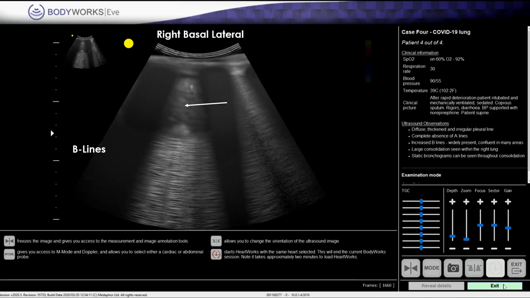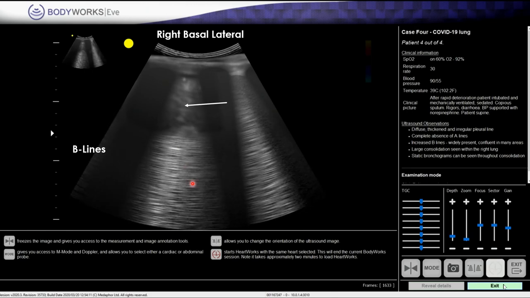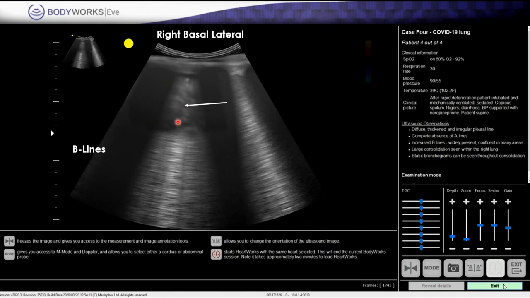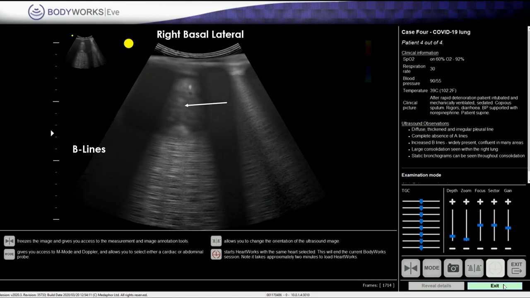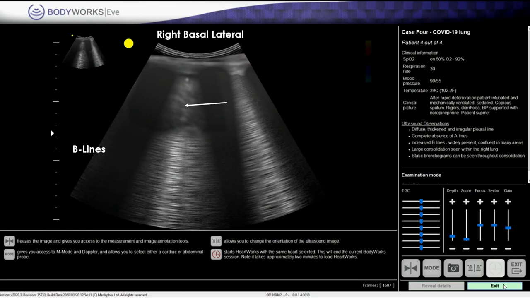This is the right basal lateral scan on this patient. You can kind of see along with the B lines, we've got some consolidation, which has got some static bronchograms. It looks more like an organ or a gland than an air-filled lung. And this pleural line, again, is very thick and irregular.